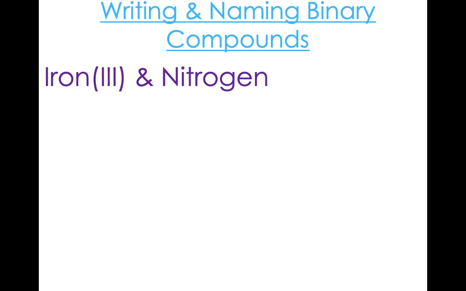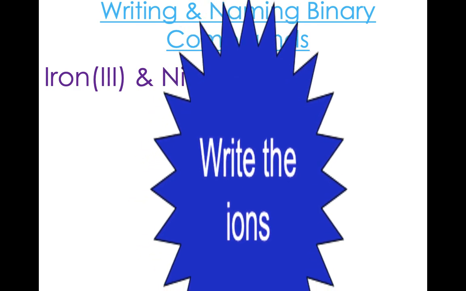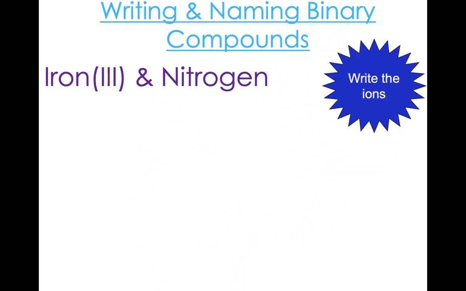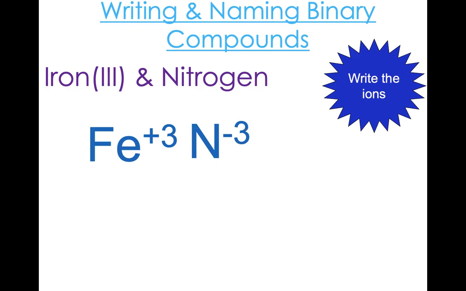Another example is iron 3 and nitrogen. Iron 3, that 3 means that the charge on the iron is a +3. Nitrogen is in group 15, which means it has 5 valence electrons. It needs 3 more, so it's going to have a -3 charge.